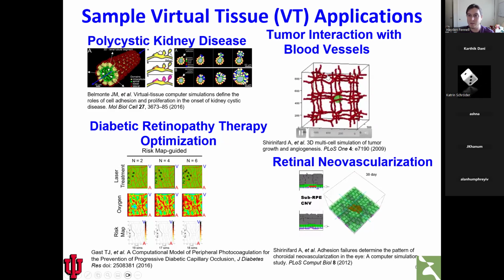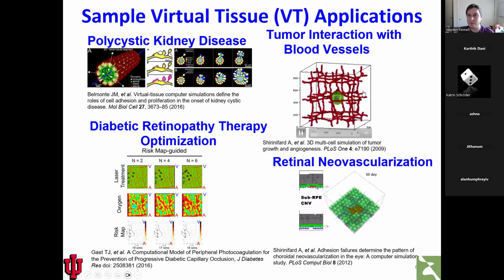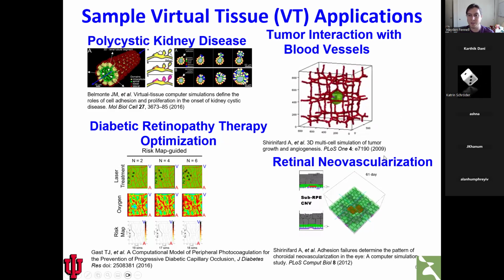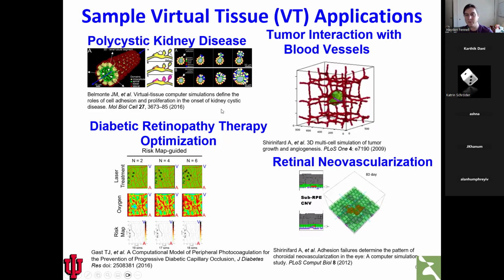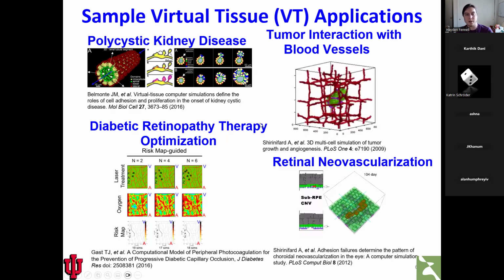Here you can see in red, we have our vascular system, and in green, we have the tumor growing within the vasculature network. And these are all from published papers. You can see the citations here if you'd like to read more about them. Slightly different studies, it's been used in diabetic retinopathy therapy optimization.